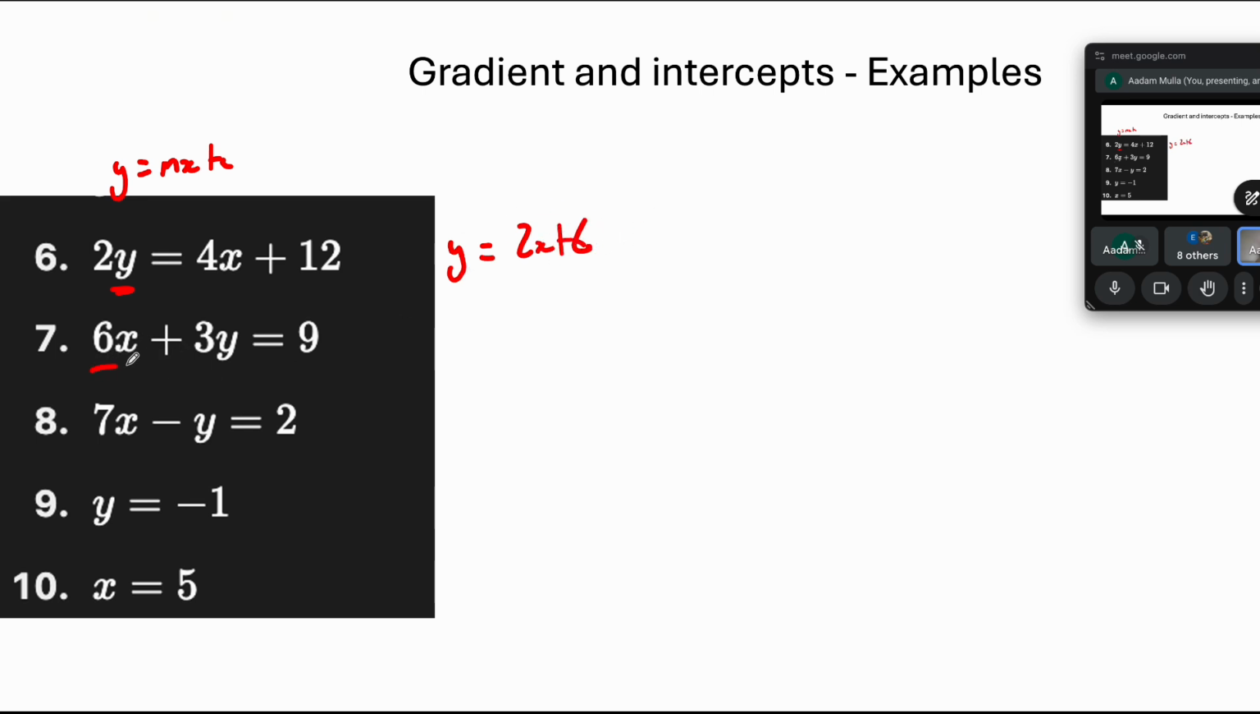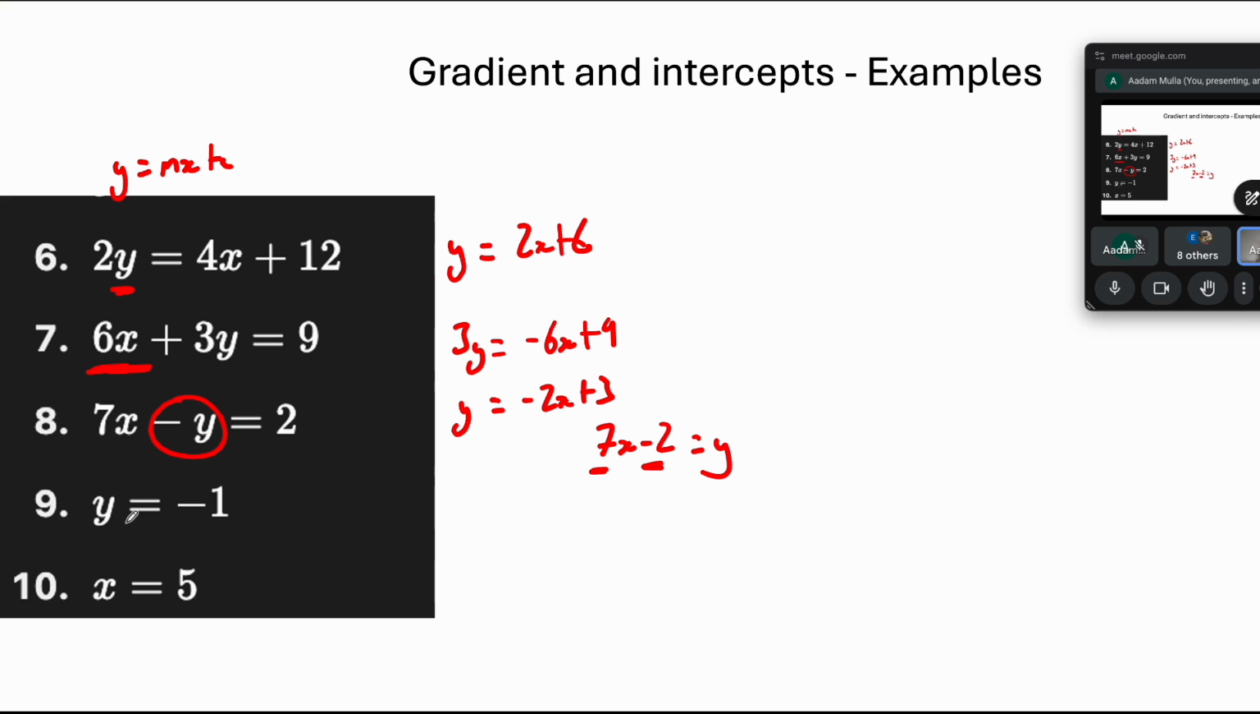This one, I would need to move this 6x over first. So I've got 3y equals, I'll write it as minus 6x plus 9. Divide everything by 3, so I've got y is equal to minus 2x plus 3. This one, I think I would move this minus y over to the other side. So I've got 7x minus 2 is equal to y. And you can find your gradient there and your y-intercept there.